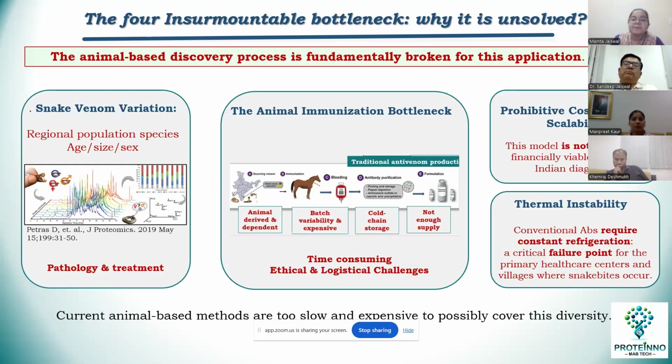Since they are animal derived and dependent on animals, there is batch to batch variability, and for every antivenom you have to depend on a horse or other animal, and for every species making antivenom is not possible or very cost effective. And since they are conventional antibodies, they are temperature sensitive, so cold chain storage is required, and there is not enough supply.